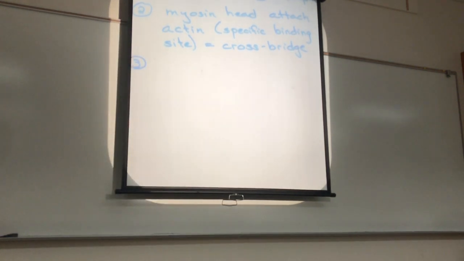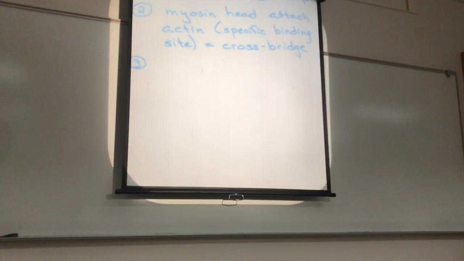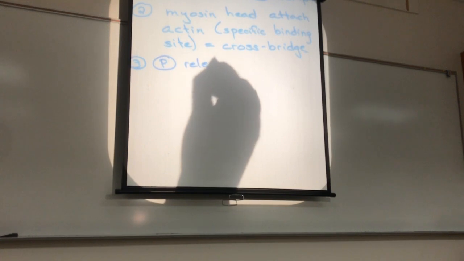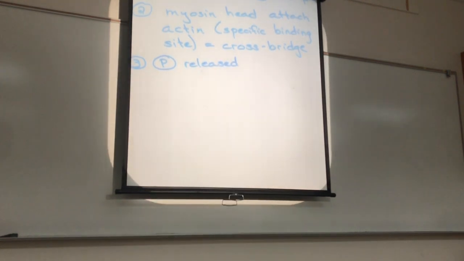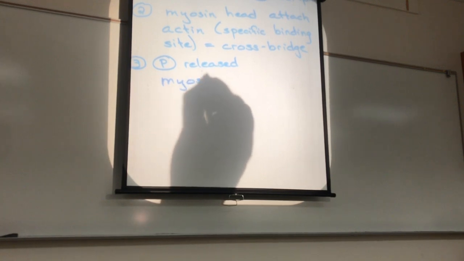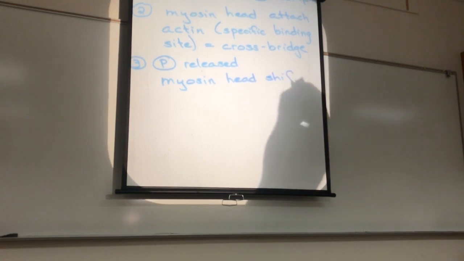Now, once the myosin head is attached to the actin, it's kind of like a juggling act. The myosin head's got a phosphate, the myosin head's got an ADP, and now it's trying to attach to the actin, and something's got to go. So the phosphate is released. That's going to allow the myosin protein to use the energy of the ATP molecule. The phosphate is released, and the myosin head is going to very abruptly shift its position.